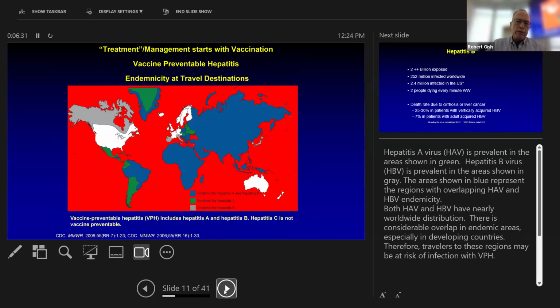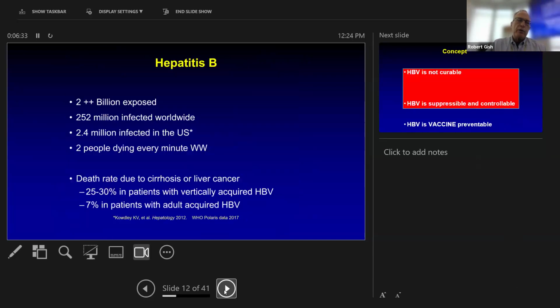Okay, vaccine preventable disease, we're going to be switching to hepatitis B. This gives you the number of people infected worldwide, number of people infected in the US. But 2 billion people are core antibody positive, total core, not IgM, total core. That means they have hepatitis B in their liver, they have cccDNA in their liver, they're at risk for reactivation. This is vaccine preventable. 2 people die every minute from hepatitis B somewhere in the world.